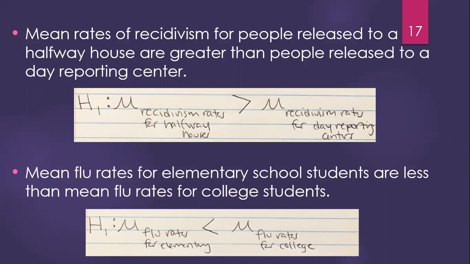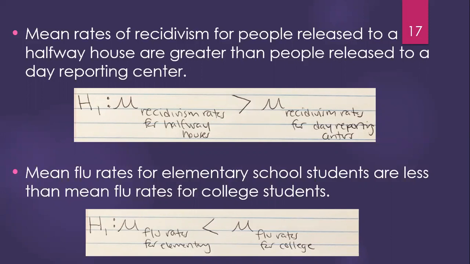Okay, so this other example that we've been doing about recidivism based off of release location, our H1 signifies that it's non-directional. Our mu here, or this should be our X bar, is we're making comparisons across the dependent variable. We think that recidivism rates for halfway houses are greater than for day reporting centers. If I ask the research question, are mean flu rates for elementary school students less than mean flu rates for college students?